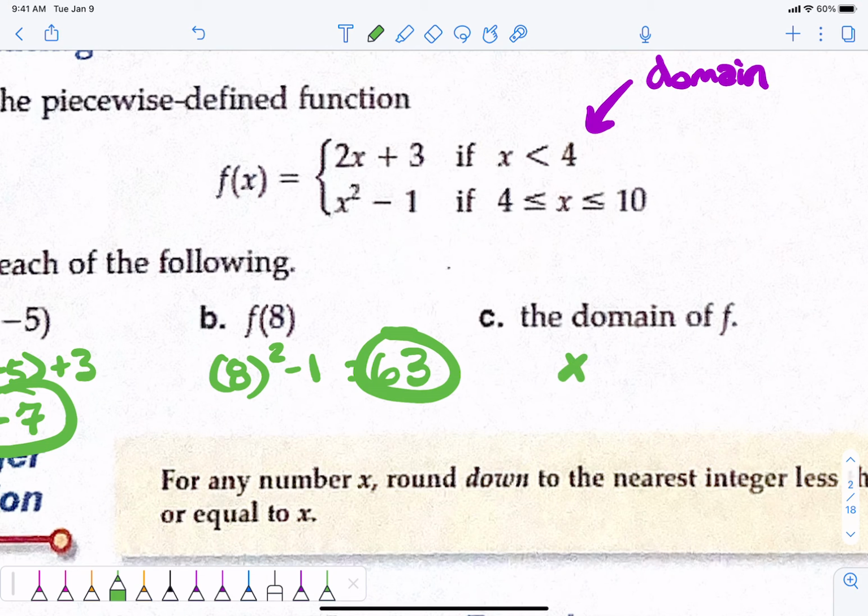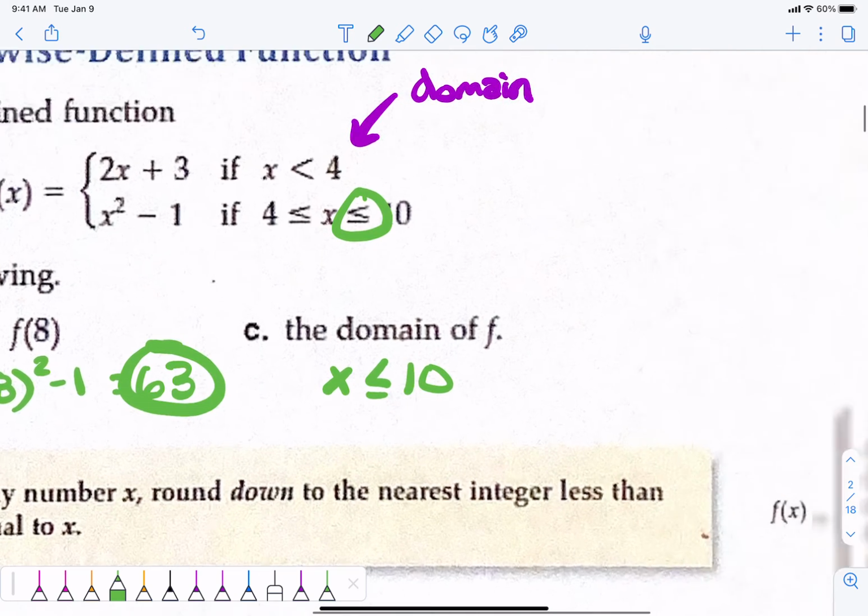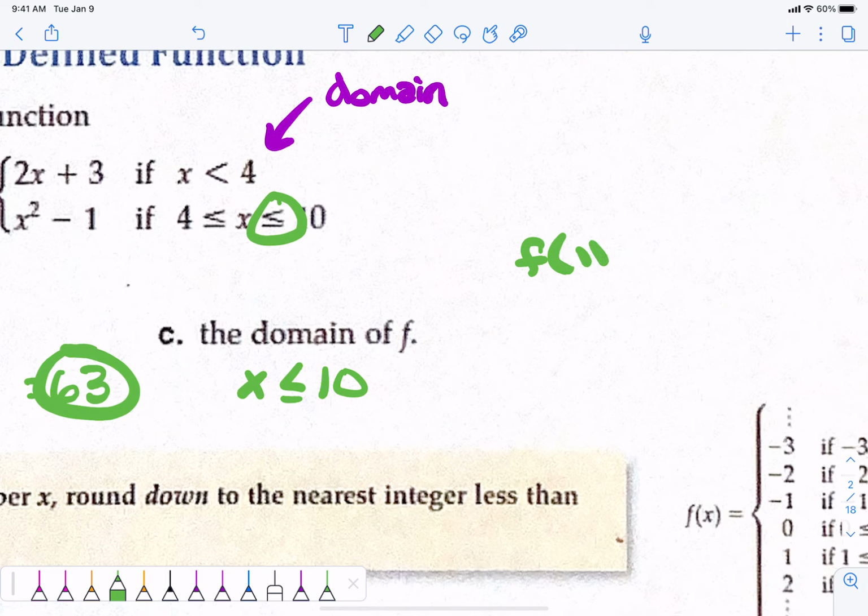So we are only allowed to plug in x's that are less than... are they equal to 10? Yes, because I can plug 10 in exactly because of that equal sign. So x's have to be less than or equal to 10. If it's 11, there's no answer, right? You would have no solutions, like f of 11 equals no solutions, because I don't have a rule for 11. Okay, make sense?